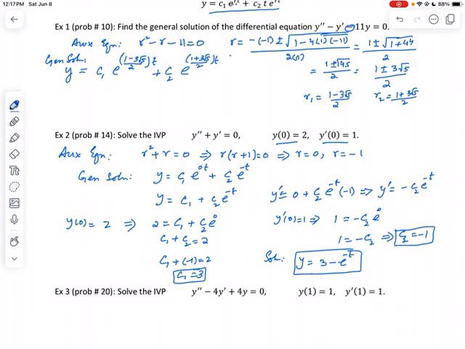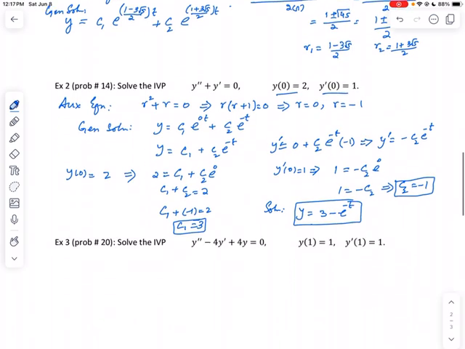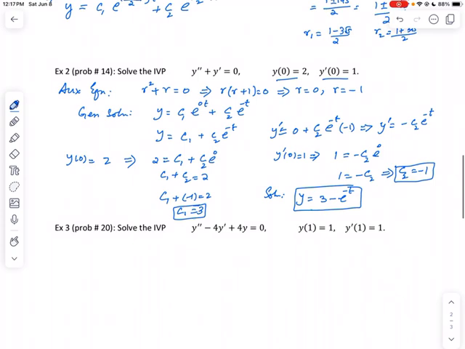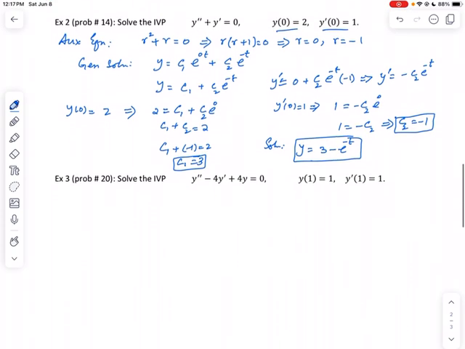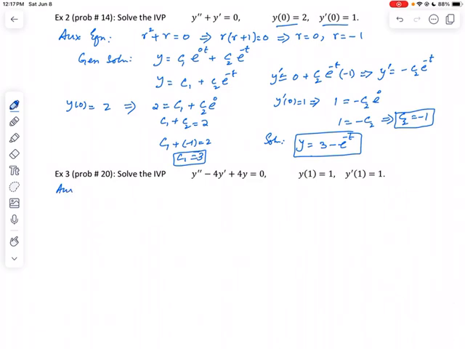This is also an IVP, but this time our characteristic equation, or the auxiliary equation, is r squared minus 4r plus 4 equals 0. But what is that? That is actually a perfect square. That is (r minus 2) squared, which means r minus 2 is equal to 0, which implies r is equal to 2. So what is happening here? We are getting a repeated root. So r1 is 2 and r2 is 2.